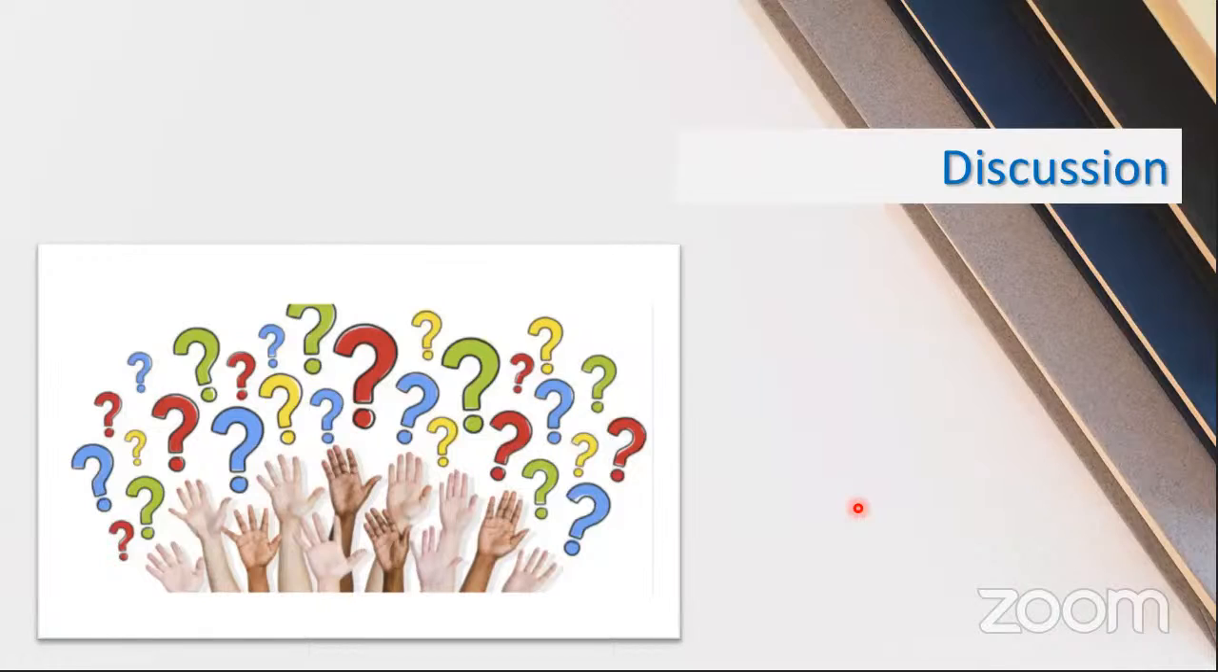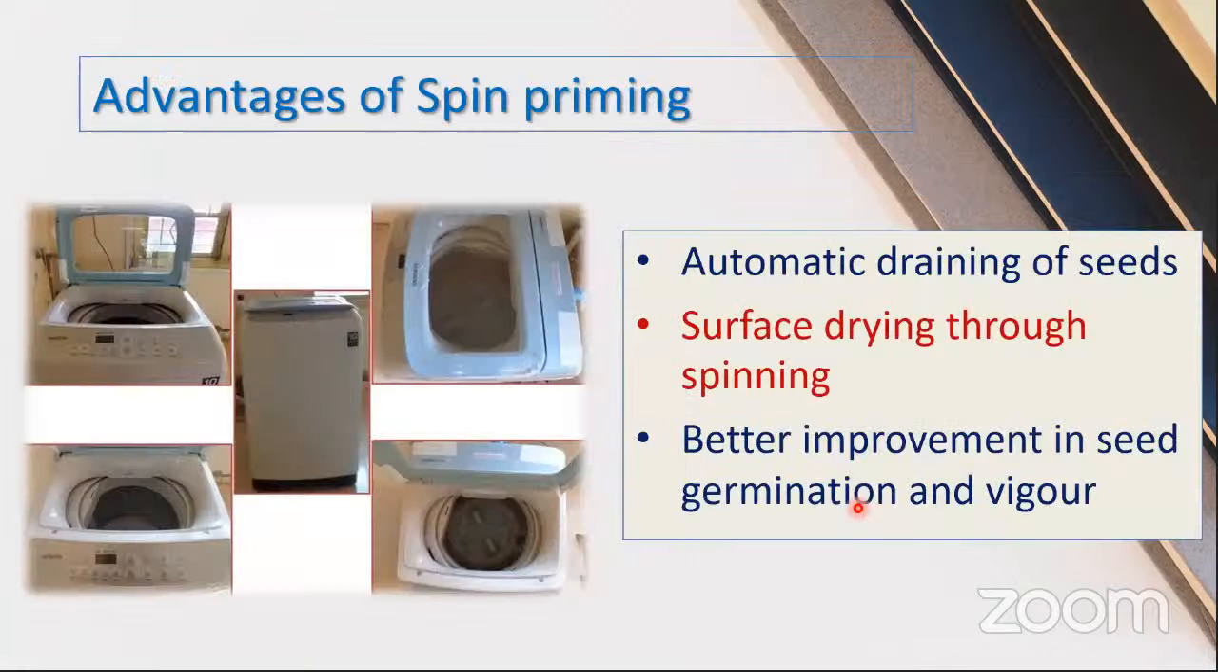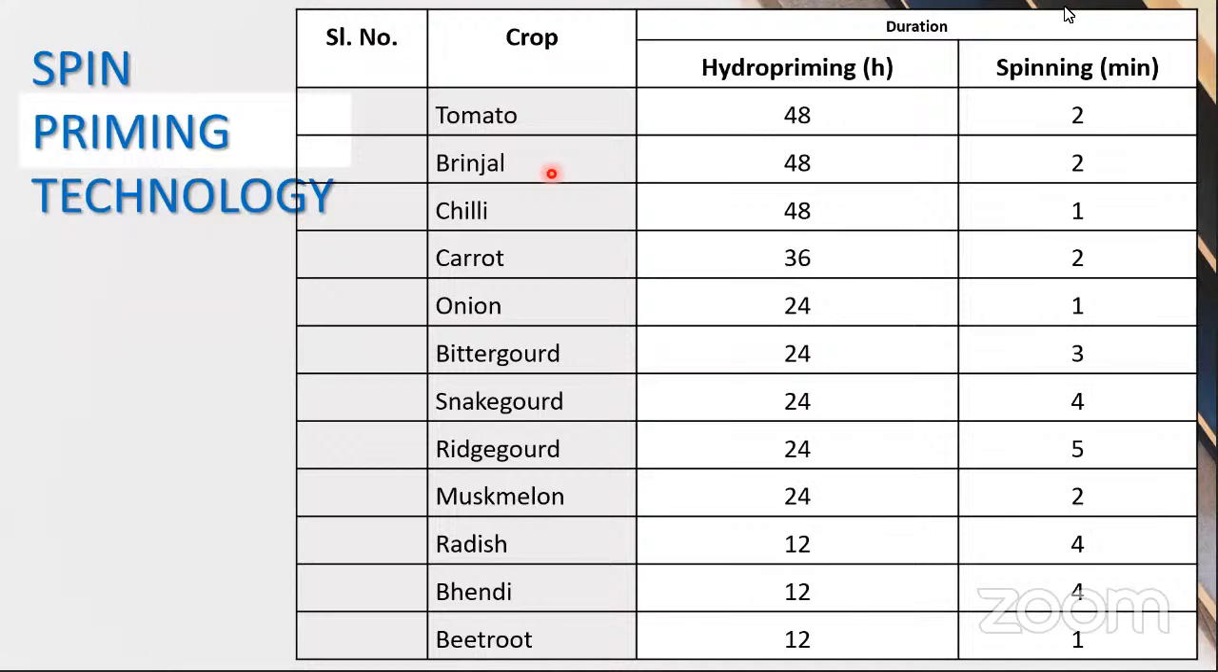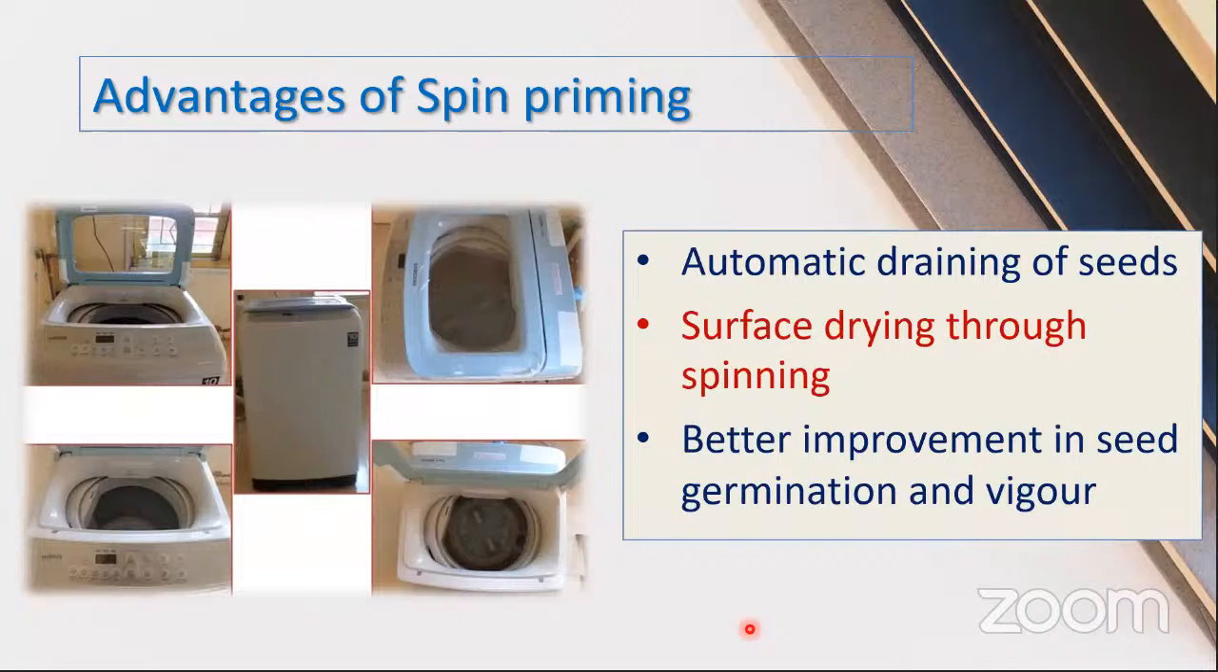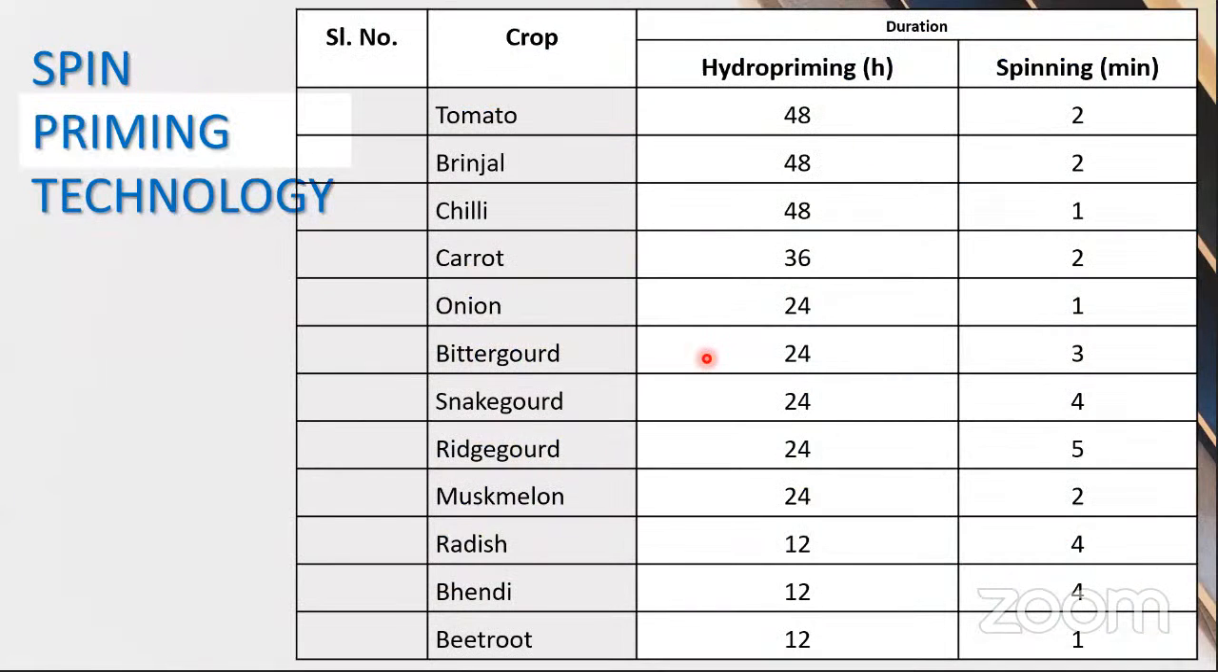What is the priming time? Priming time, sir? It varies according to crop. You can see the slide. Tomato, brinjal, chilli, 48 hours soaking, sir. Carrot, 36, onion, 24. I want it in pulse crops, means pigeon pea, mung bean, urad bean. Sir, for all the pulse crops, it will be around 3 hours only, sir.